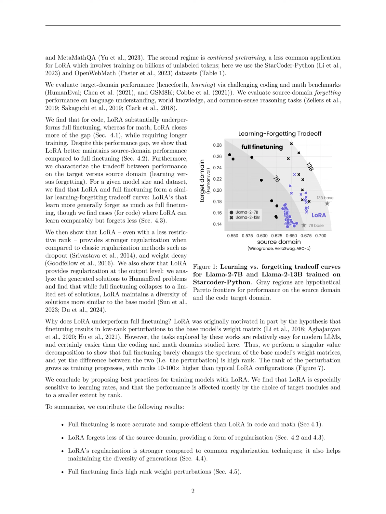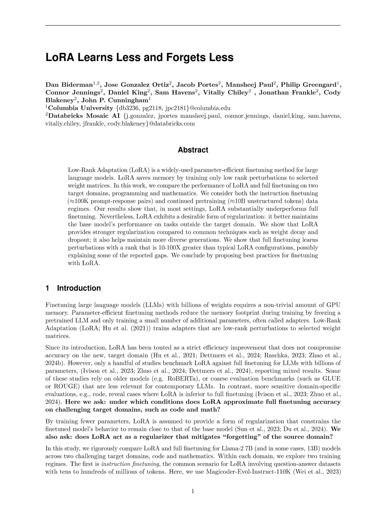The study finds that LoRA underperforms full fine-tuning in programming tasks, but closes more of the gap in math tasks, albeit requiring longer training. Despite the performance gap, LoRA better maintains source domain performance compared to full fine-tuning. The trade-off between performance on the target versus source domain is characterized, showing that LoRA and full fine-tuning form a similar learning-forgetting trade-off curve. The study also compares LoRA's regularization properties to classic regularization methods, such as dropout and weight decay, demonstrating that LoRA provides stronger regularization and helps maintain the diversity of generations.